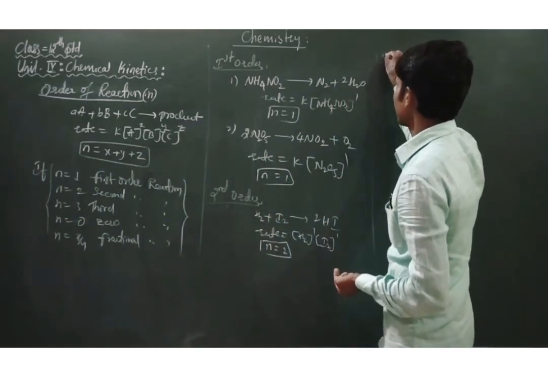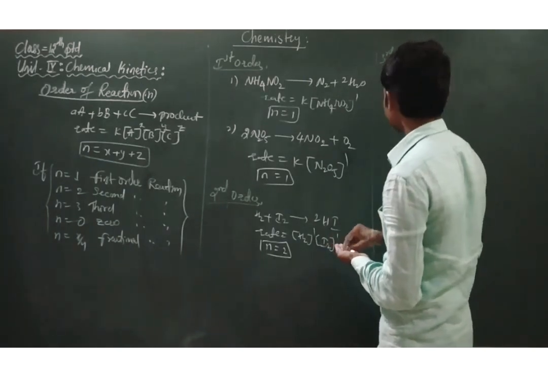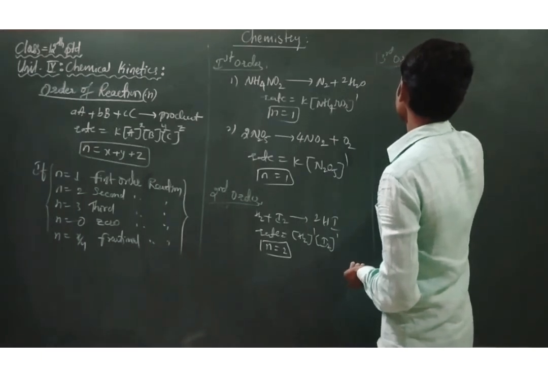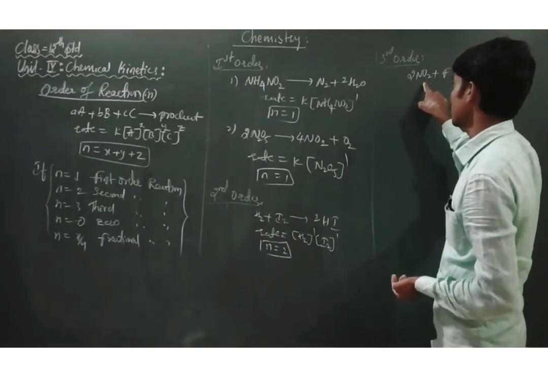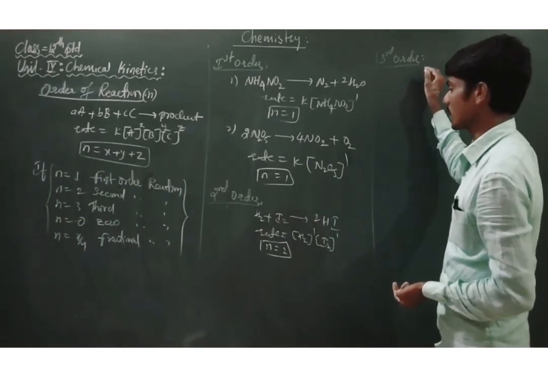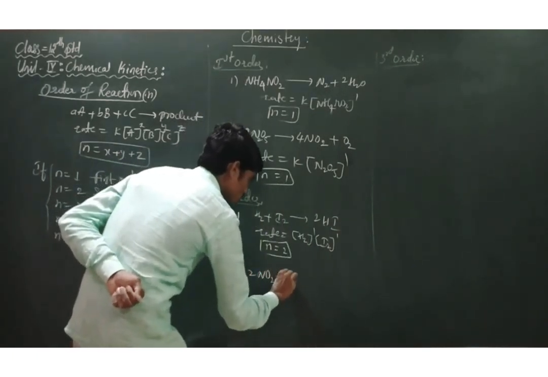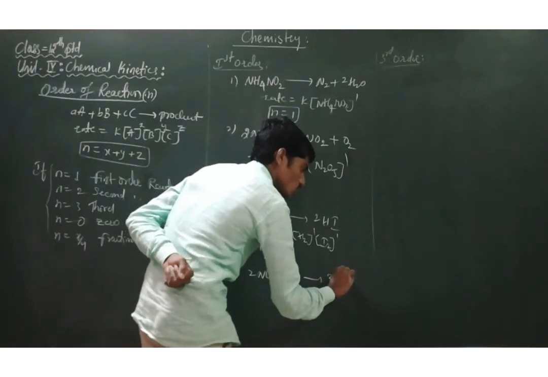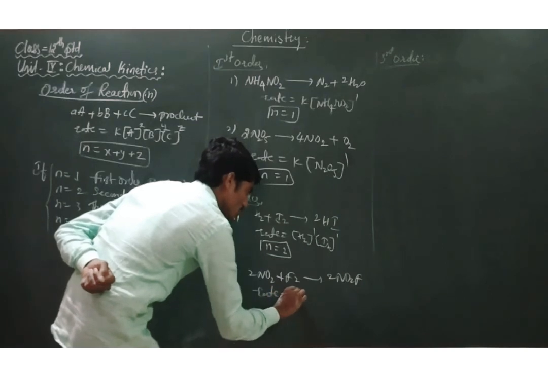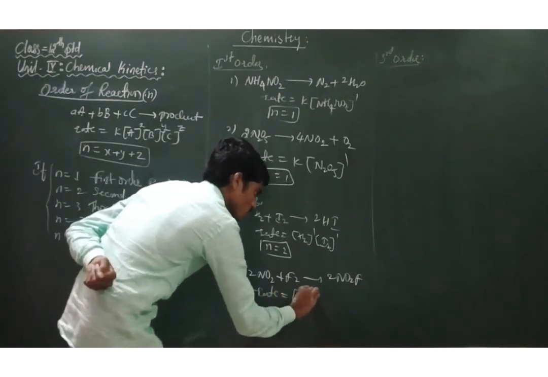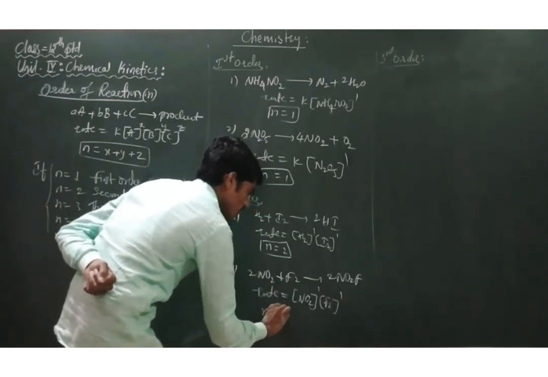Next, third order reaction. Third order reactions क्या है? 2NO plus F2. ये already example मैंने दिया है. 2NO2 plus F2 is a second order reaction. 2NO2 plus F2 gives rise to 2NO2F. In this case, the rate expression is given by rate is equal to concentration of NO2 to the power 1 into concentration of F2 to the power 1. Therefore, order of reaction is equal to 2.